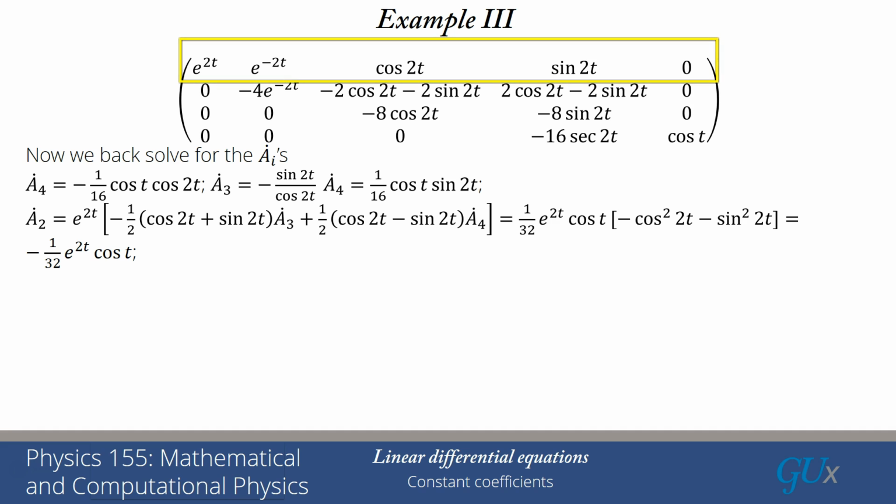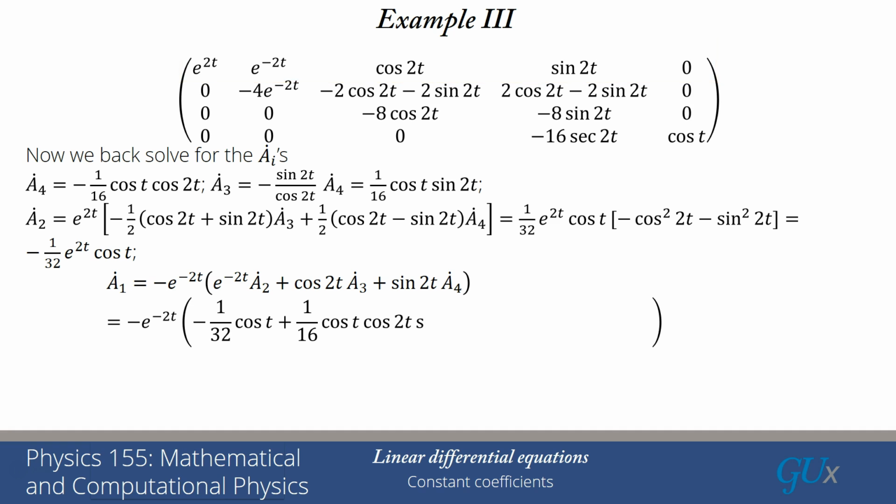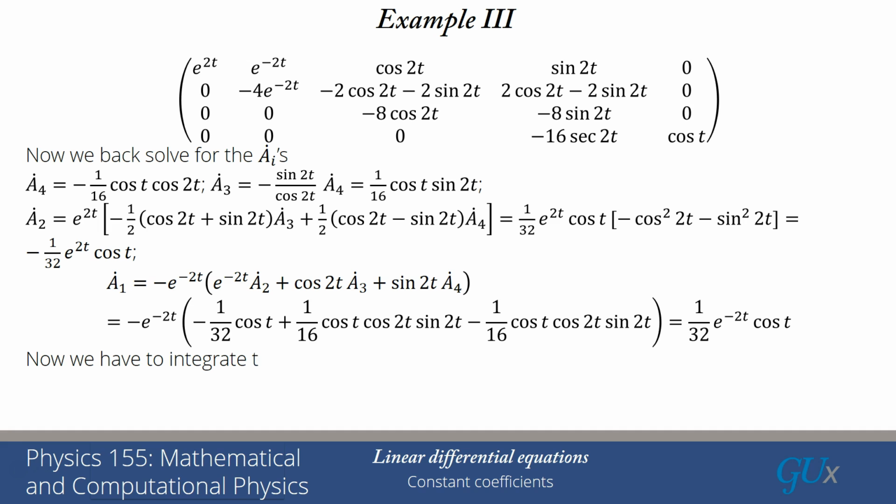And now I've got to go to the first row. I've got to substitute in for the A2 dot, the A3 dot, and the A4 dot, so that I can get the A1 dot. And so my equation for A1 dot is minus e to the minus 2t times A2 dot plus cosine 2t A3 dot plus sine 2t A4 dot. I plug in those solutions I already have for those Ai dots. I then simplify to the best of my abilities. You can see that the second and third terms are exactly equal, and so they cancel because they have opposite sign. And I'm left with 1/32 e to the minus 2t times cosine t. Okay, so we've now gotten all of the Ai dots.